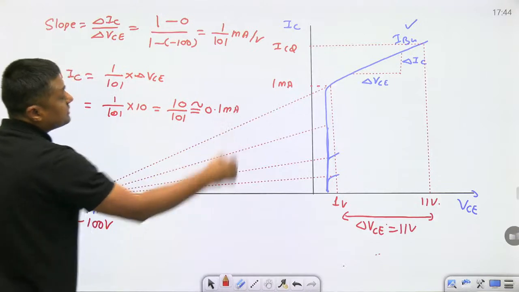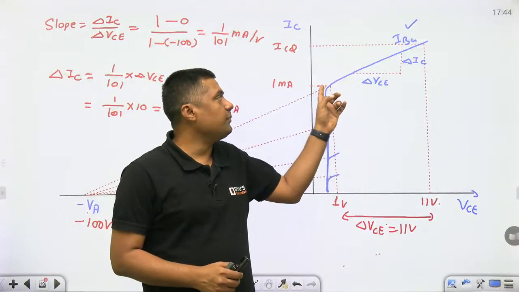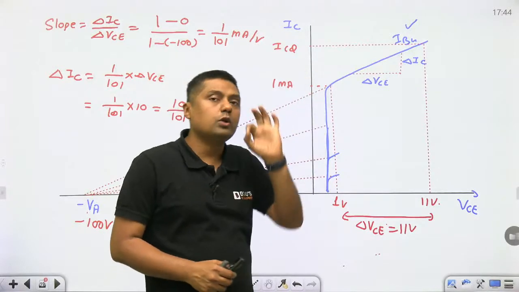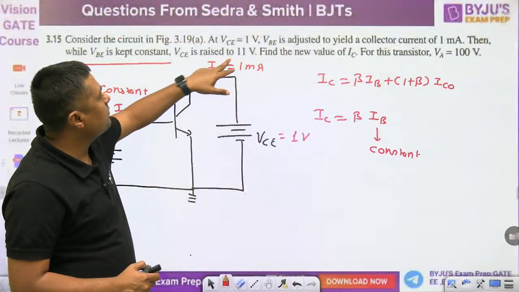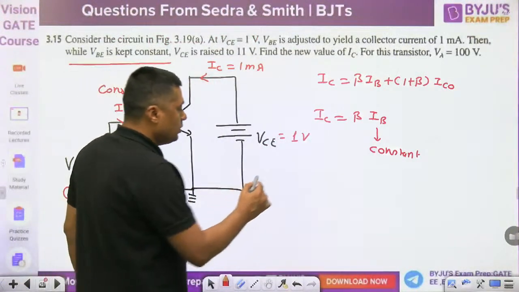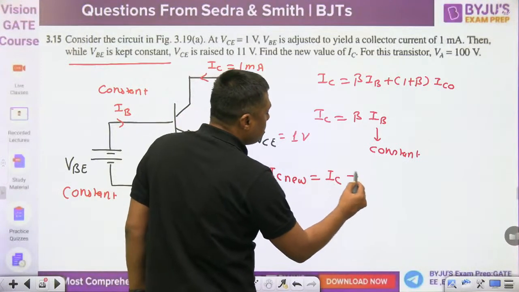This is the change. If the value at this point is 1 milliampere, after the change it will become 1.1 milliampere. What is the new value of IC? Find the new value of IC. The new value of IC is given by the old value of IC plus the change.